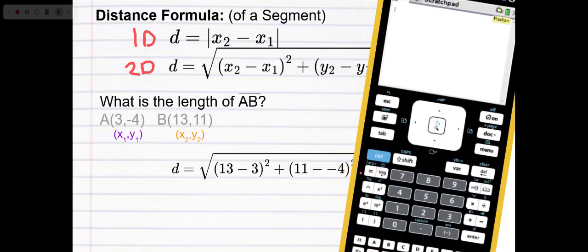Okay. When you type it into the calculator, I don't want you to type in the square root at first. I want you to type in everything underneath the square root.